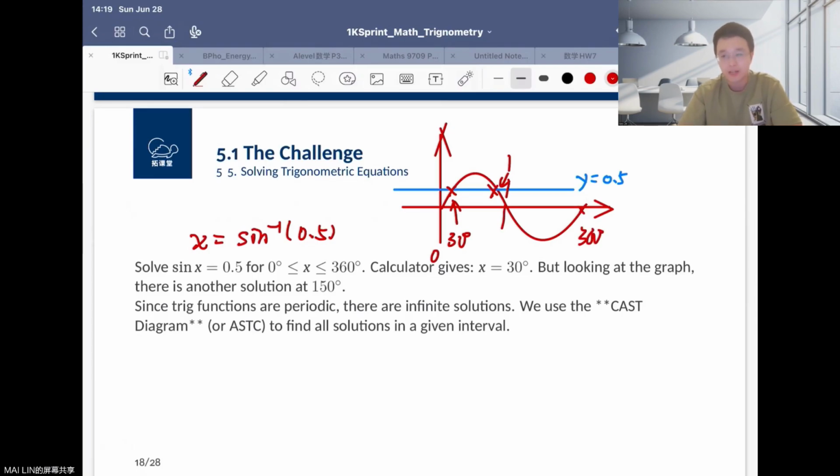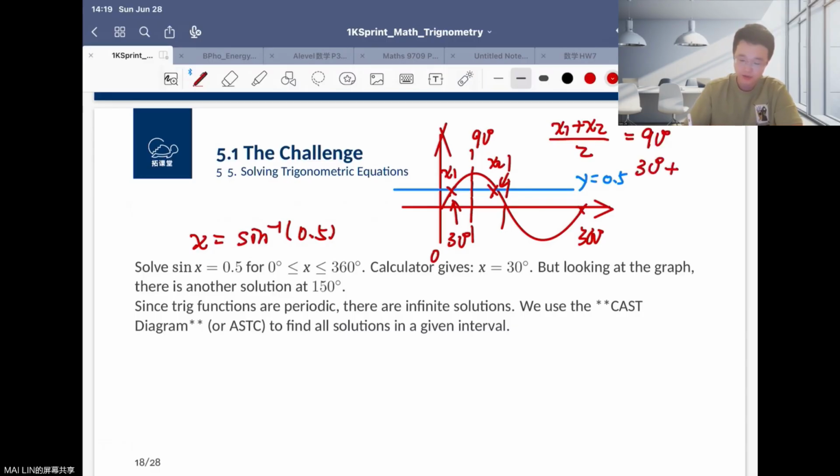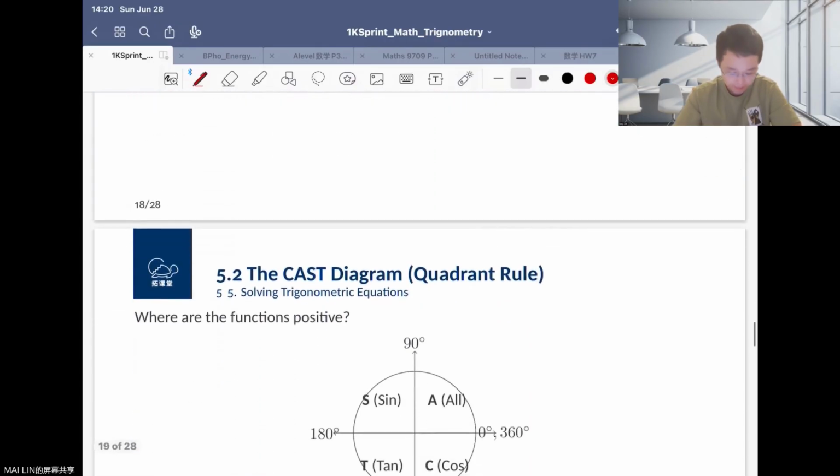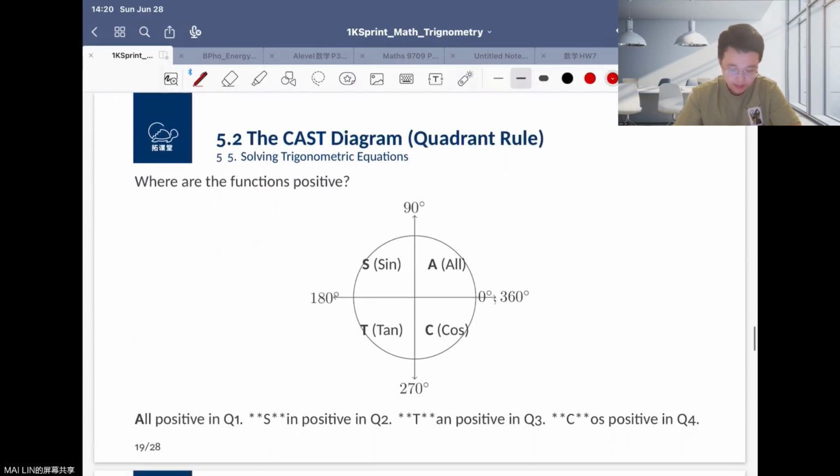So how to find this point? You can just use the symmetrical property. The symmetrical line here is at 90 degrees. If you let this point be x1 and this point be x2, the midpoint between x1 and x2 is 90 degrees. So 30 degrees plus x2 equals 180 degrees, so x2 equals 150 degrees. So there are two solutions: x equals 30 degrees or x equals 150 degrees.